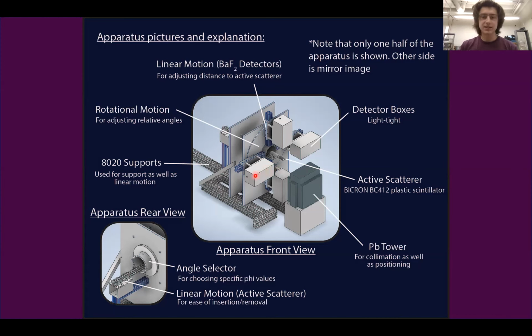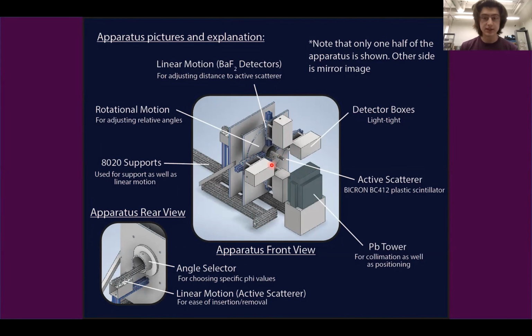And there are a lot of elements like this that allow the students in the lab to cater their measurement to exactly what they want to do. So it's not the same for every person. They can get a better interactive grasp on the material that they're working with. So on top of being able to move closer and further away, all of these detectors also spin on an axis around the active scatter.